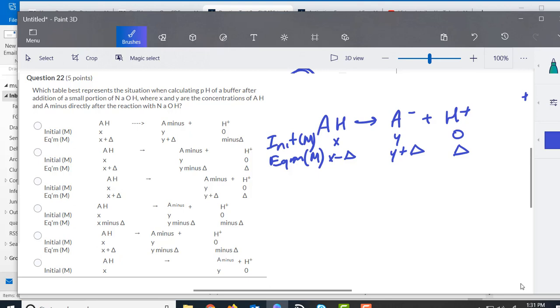So you can see here, for every AH that splits apart, that's going to be minus delta. And for every AH that splits apart, we get a plus delta on the A minus and a plus delta on the H plus. So you just have to choose the option that matches what I've got here, and it's going to be for both cases, whether we've added sodium hydroxide or H plus to the solution initially.